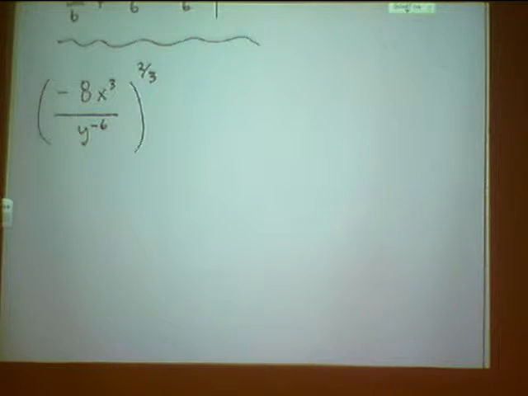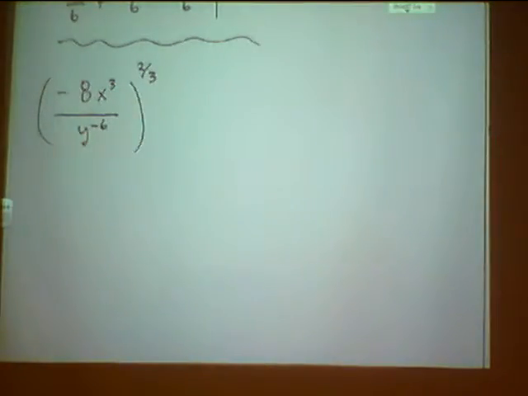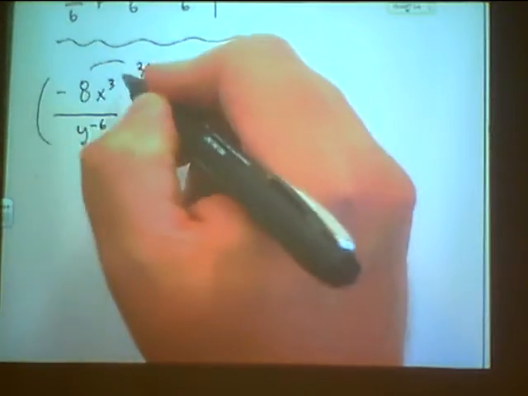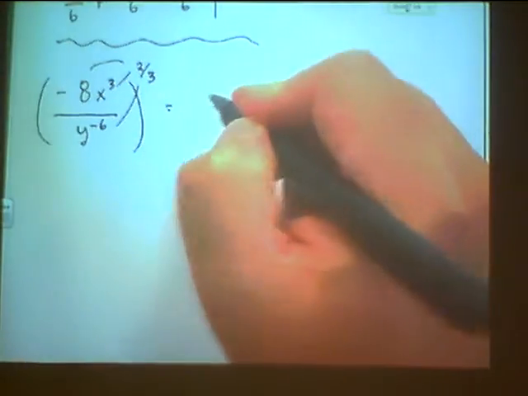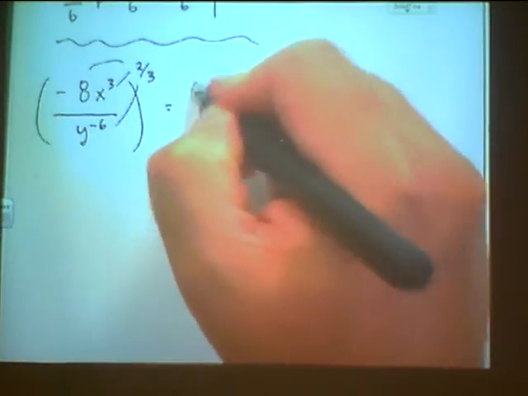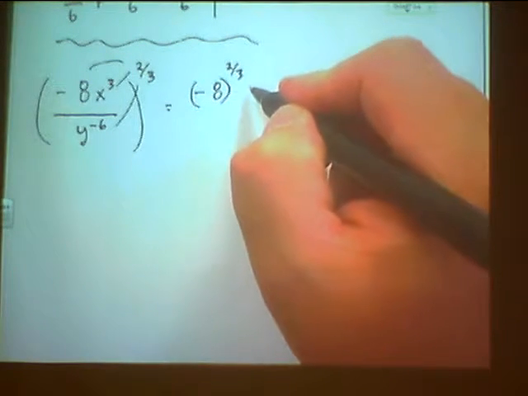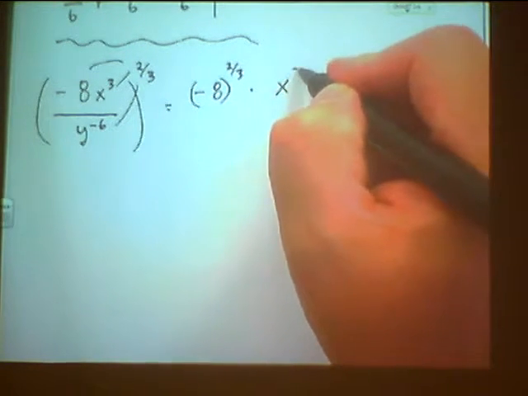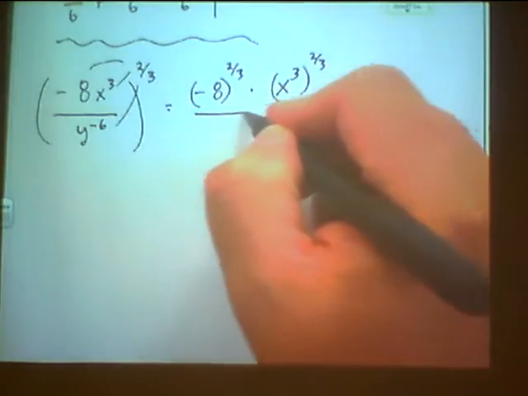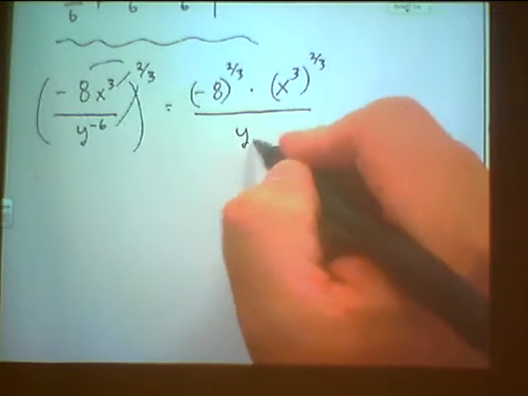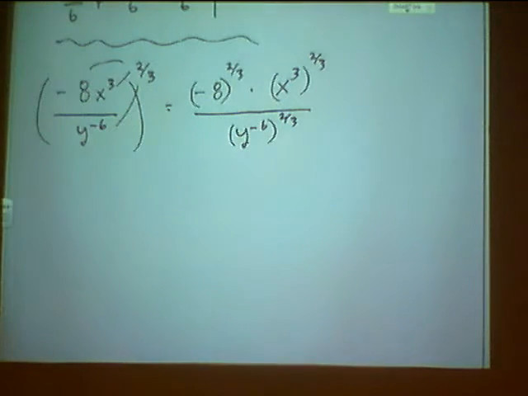Well, inside the parentheses I have three factors: negative 8, x cubed, y to the minus 6. The power rule says the 2/3 gets applied to all the factors inside. So negative 8 to the 2/3 times x cubed raised to the 2/3 power, all over y to the minus 6 raised to the 2/3 power.